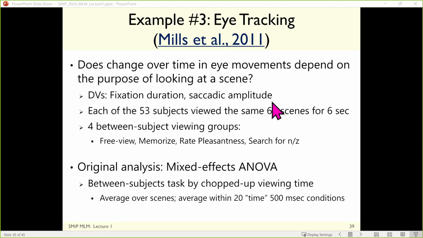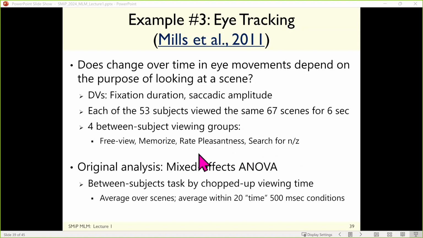Here's another quick one. This was looking at eye movements. So this was eye movements during natural scene viewing, where we have multiple scenes, 67 of them, viewed a picture for 6 seconds. 53 subjects were randomly assigned to one of 4 viewing conditions. One group was told to just look at the picture. Another was told that they had to memorize the picture for an upcoming test. A third group was to rate the pleasantness, and the other one was searching for letters that never actually appeared.